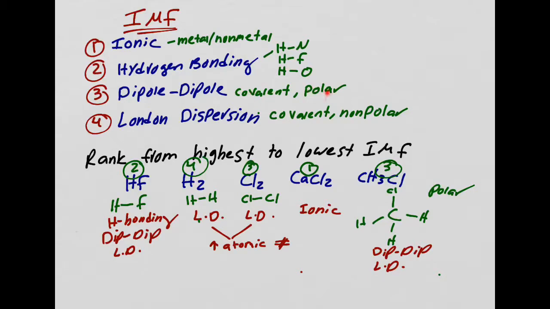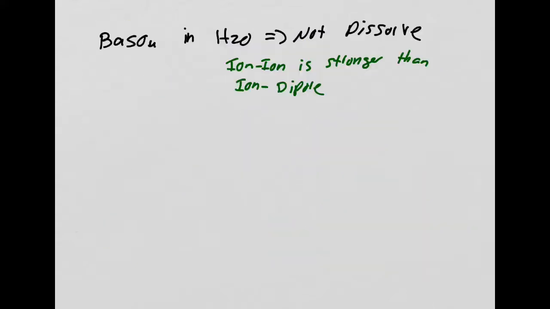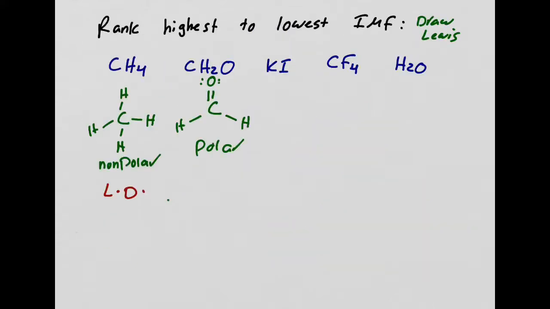If we have that, polar will be dipole-dipole. Non-polar will only have London dispersion. So this is polar. That means I would have dipole-dipole. Now, we said that it would also have London dispersion, because London dispersion is a temporary dipole. This compound could also have a temporary dipole. So that would also be an option. But if you're non-polar, you only have London dispersion.